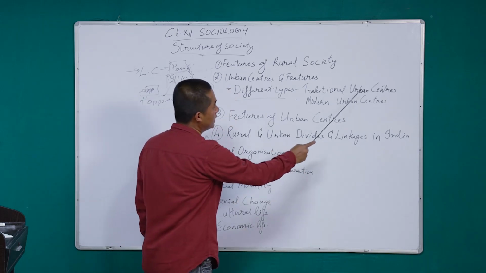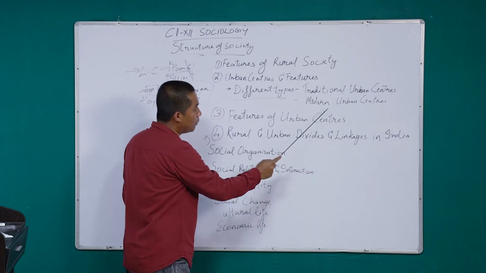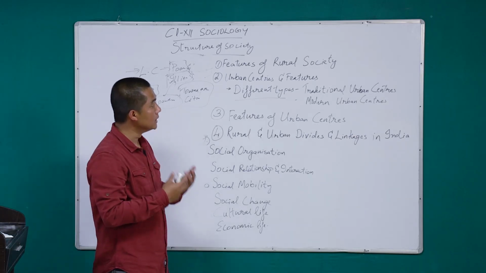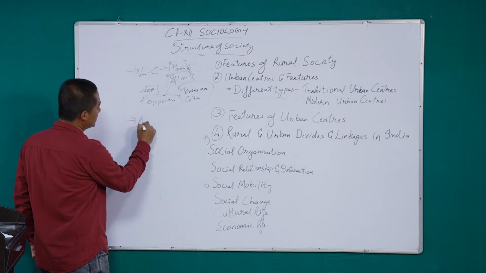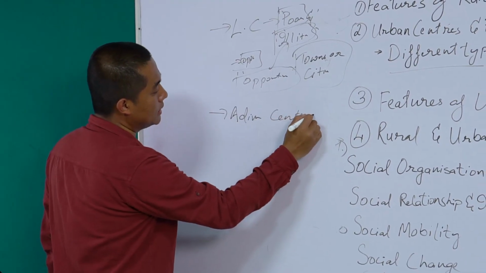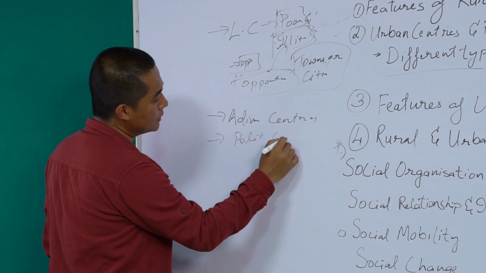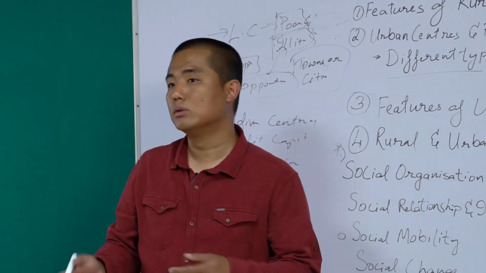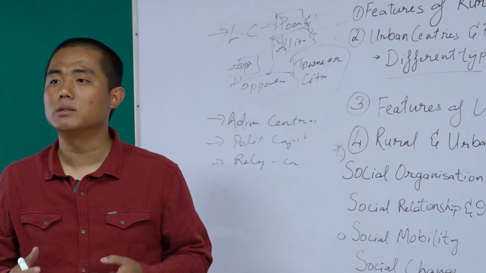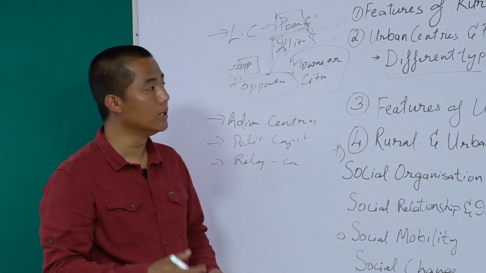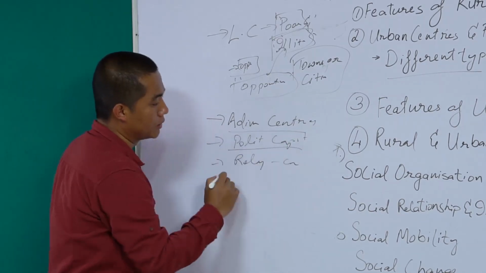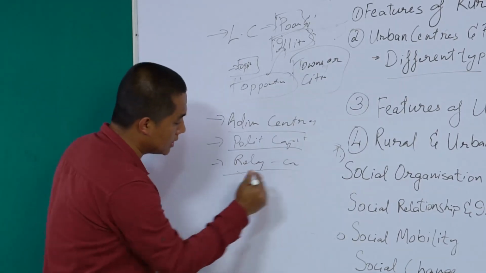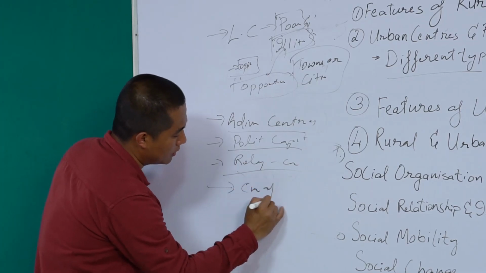I repeat again, traditional urban centers, and the next is modern urban centers. Traditional urban centers are basically the administrative centers, the political capitals, or even religious centers, which means they are closely linked to the villages. Why? Because the elements of civilization happened at the same time, or are similar to each other. But the important points here are administrative centers, political capitals, religious centers, or some of them are centers of trade and commerce.